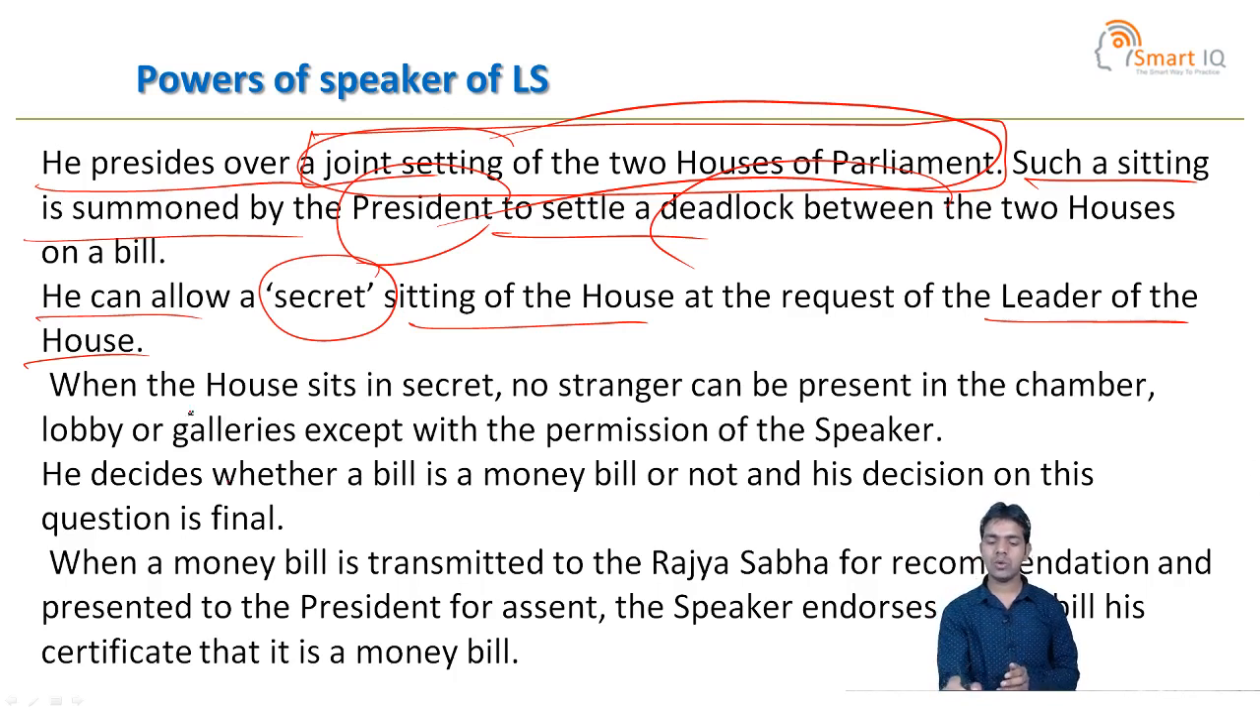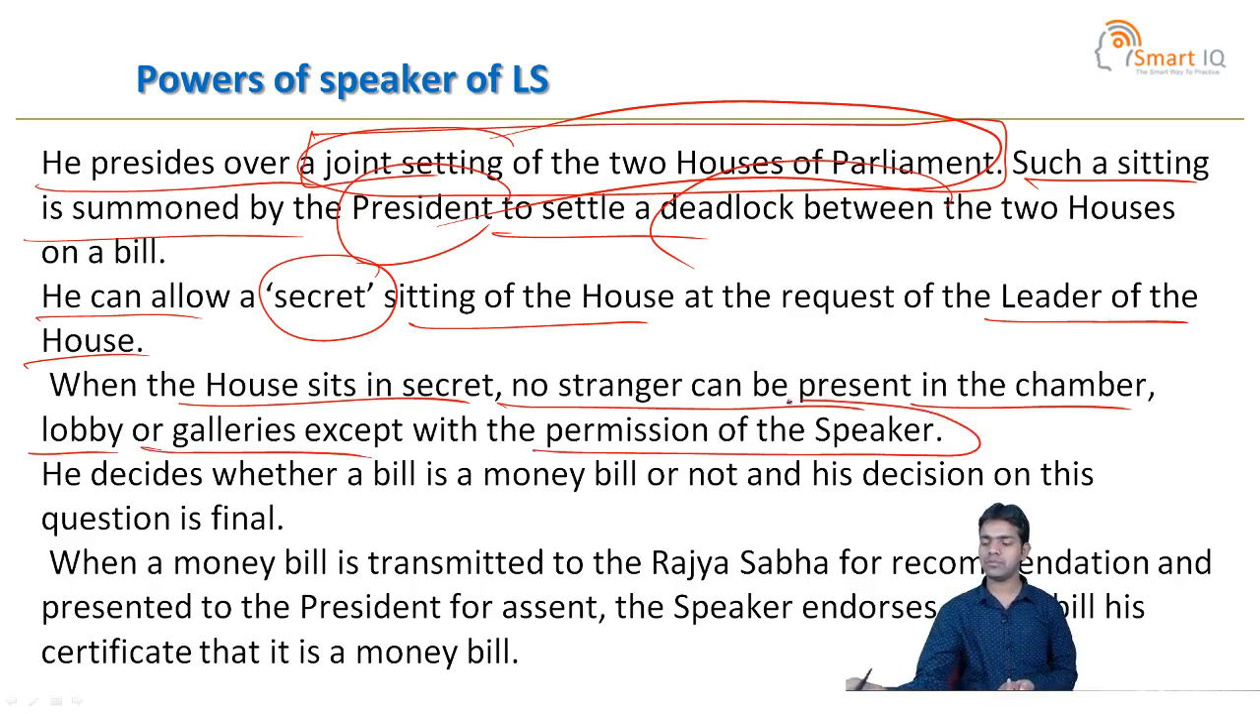And also, when the house sits in secret, no stranger can be present in the chamber. No stranger will be present in the chamber, lobby or galleries except with the permission of the Speaker. Whoever enters the house of Parliament, especially the Lok Sabha, the permission of the Speaker is necessary for the secret sitting.